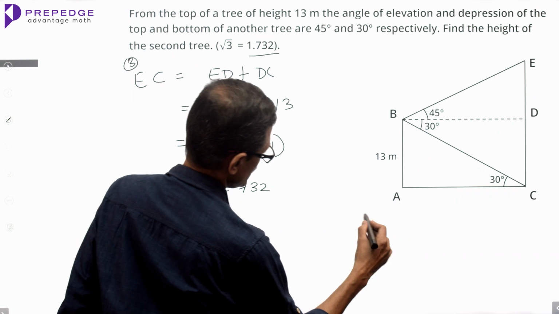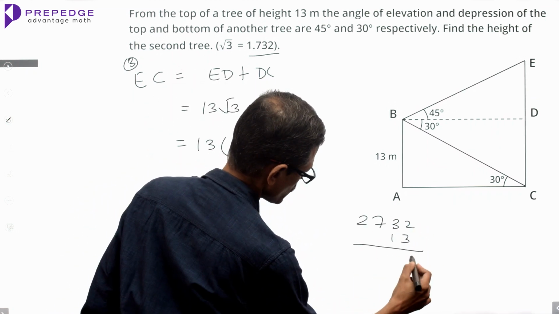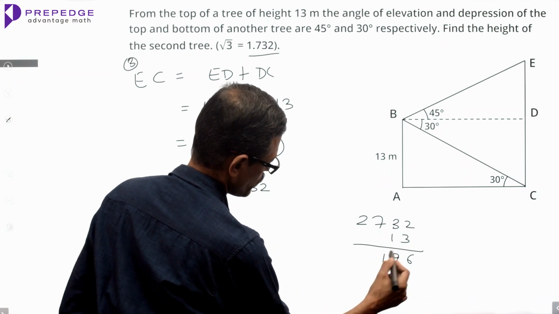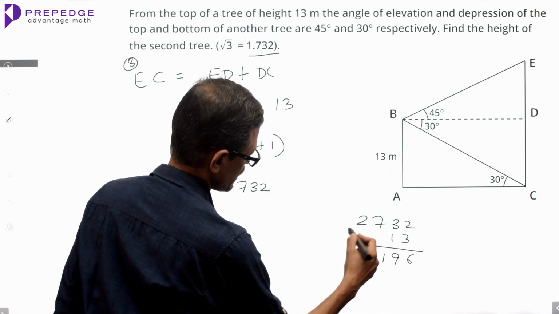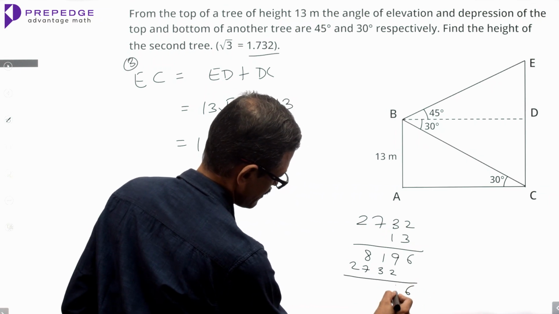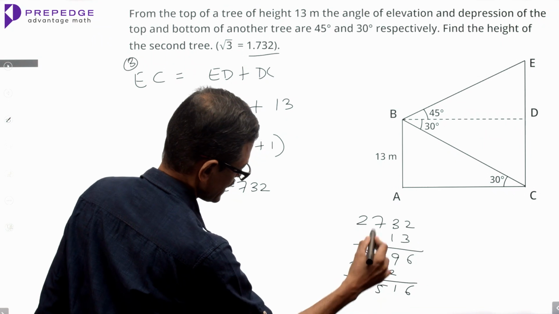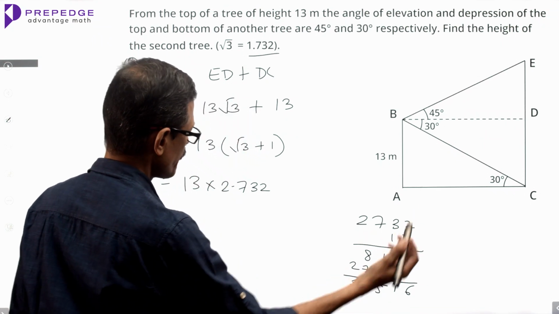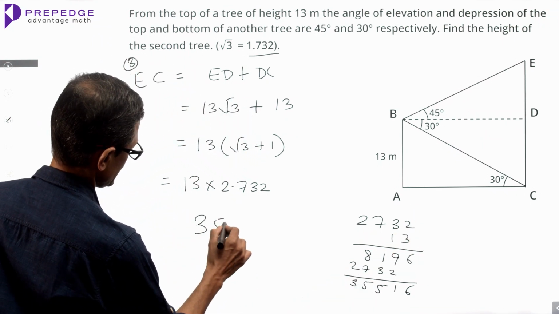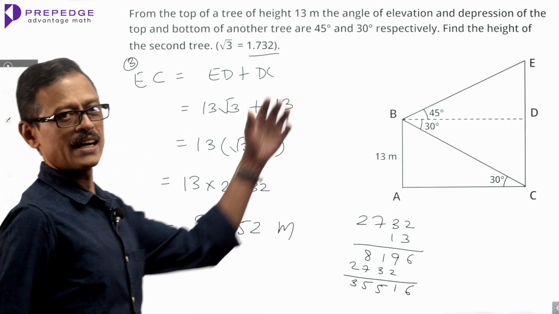Let's actually do the calculation. 2732 times 13. 6, 9, 21, 2. 6 plus 2 is 8, 2732, we can write it like that. 6, 11, 1 carry over, so this is going to make it 5, 15, 1 carry over, this is 5, 35.52 is what the answer is. 35.52 meters is the height of the second tree.